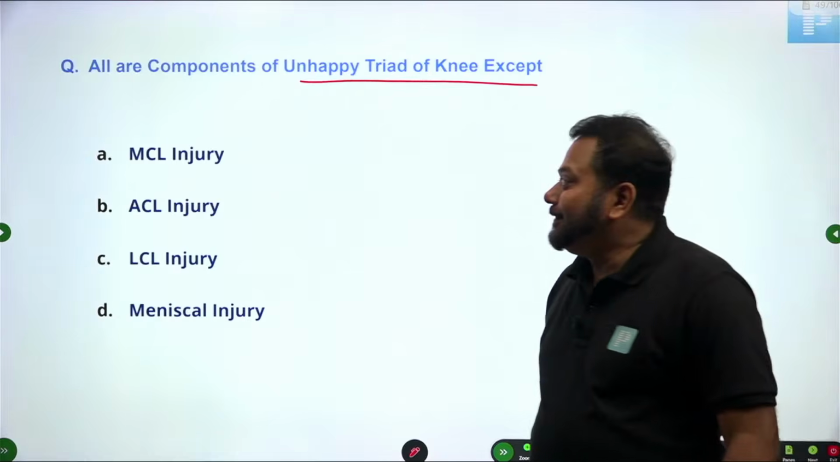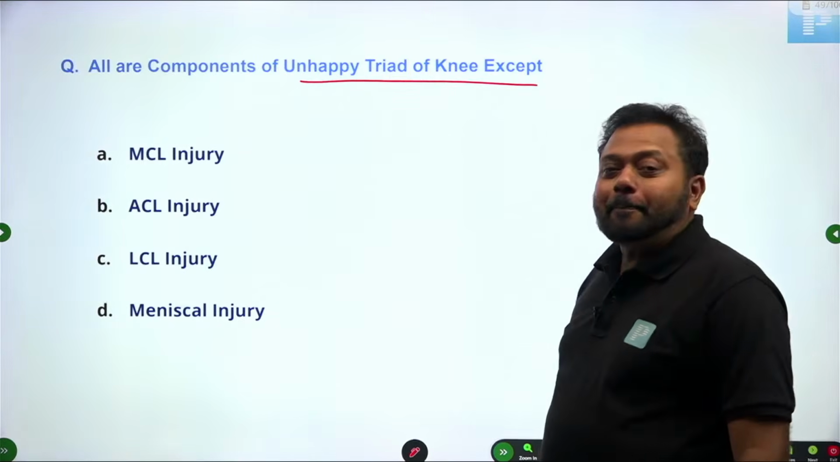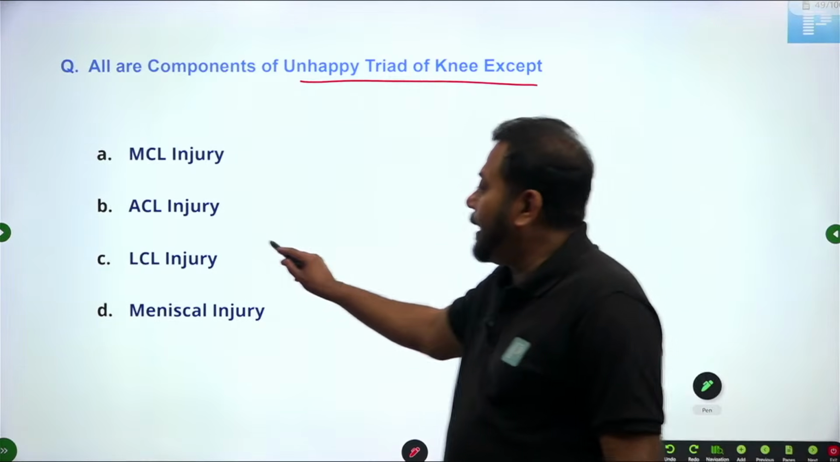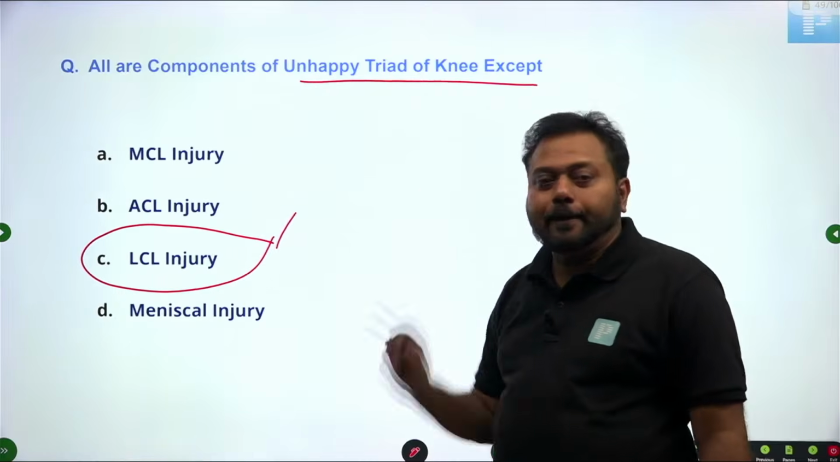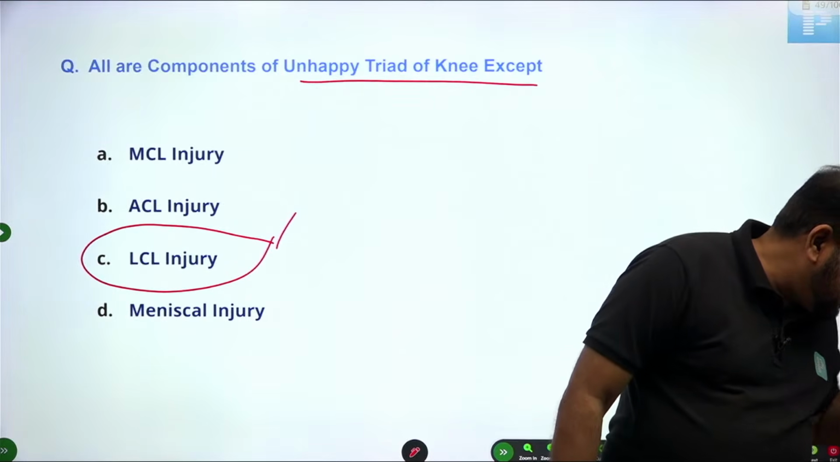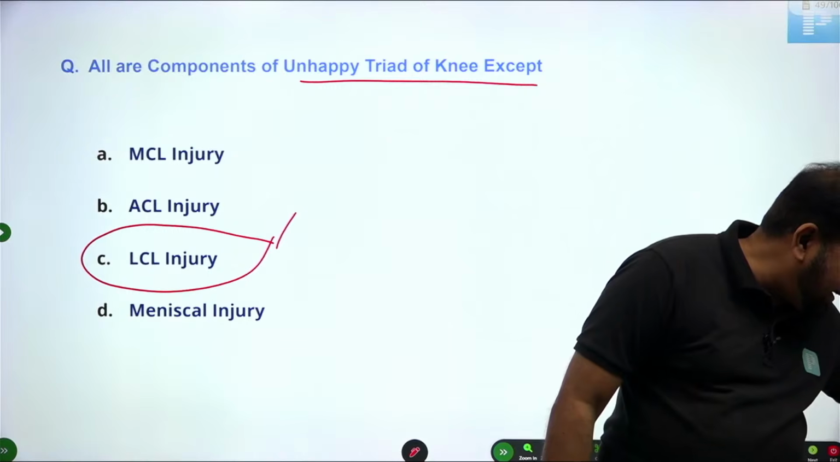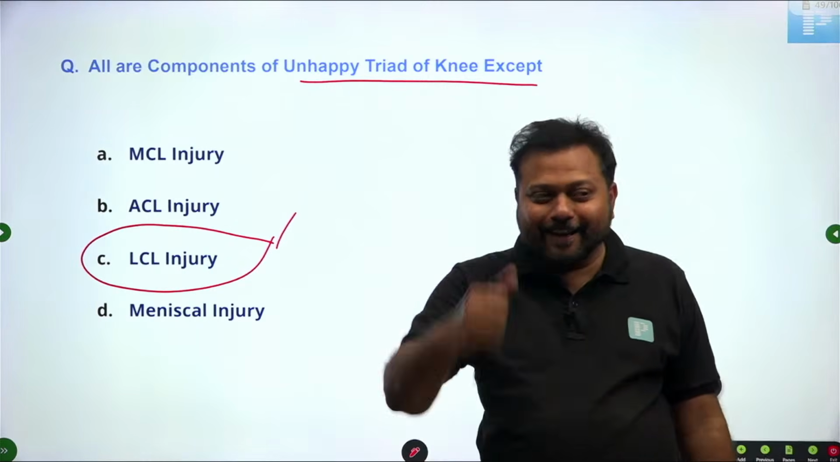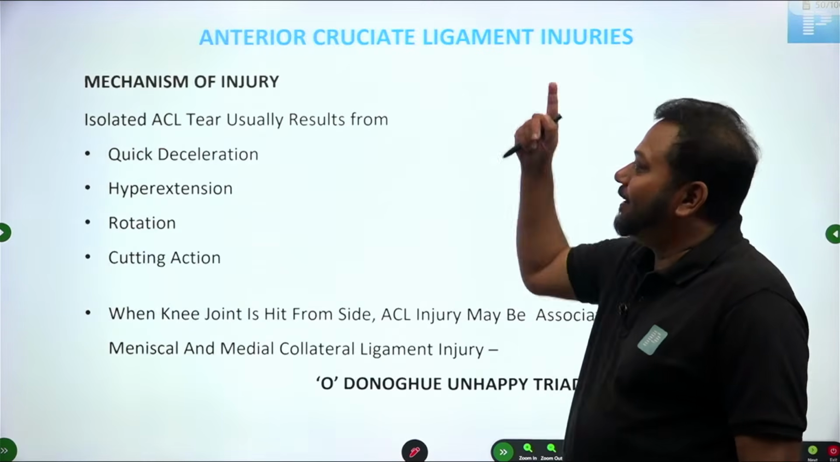Right? Good. All are components of unhappy triad of knee except lateral collateral ligament injury. Lateral collateral ligament injury. Okay. Yes. One lakh times this question has been repeated. Yes. Right. You see here.